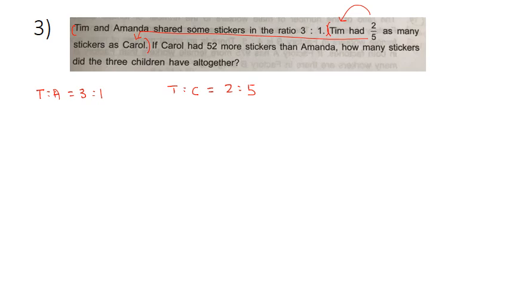Okay, now which is the name that repeats in both ratios? Tim, right? So if Tim has 3 units in the first ratio and Tim has 2 units in the second ratio, between 3 and 2, our common multiple will be 6. Therefore, in the first ratio, to get 6 units for Tim, I must multiply it by 2. And to get 6 units for Tim in the second ratio, I need to multiply it by 3. And my equivalent ratios will be 6 to 2 and 6 to 15.